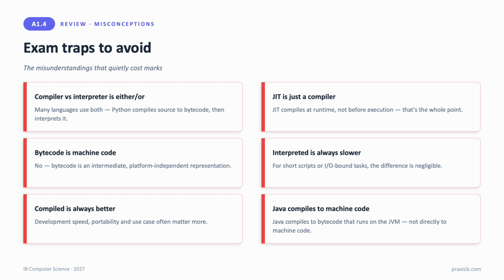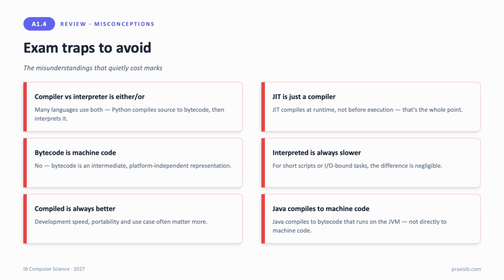Before we reach the practice questions, let's clear up some common misunderstandings. These quietly cost marks, and some of them are sneaky. Number 1, compiler versus interpreter is not a strict either-or choice. Many languages use both. For example, Python compiles your source into bytecode, then it interprets that bytecode. Number 2, JIT is not just a normal compiler. The whole point of the JIT is that it compiles at runtime, not before execution.